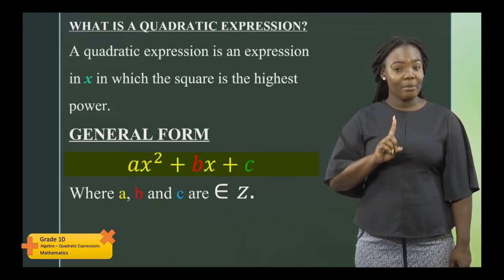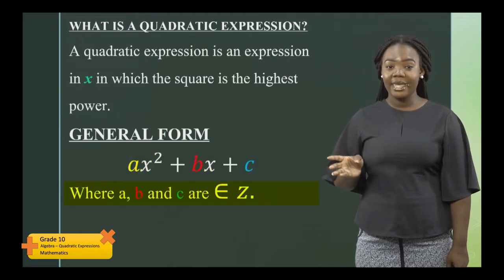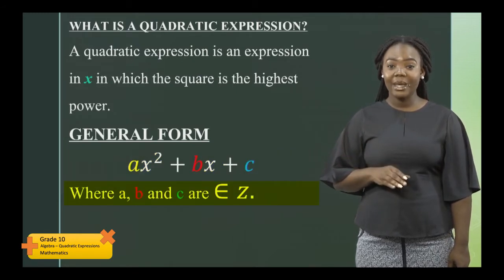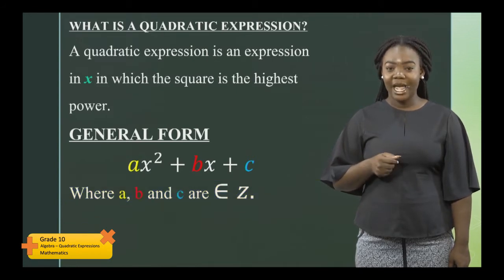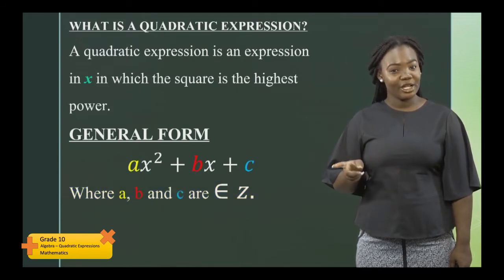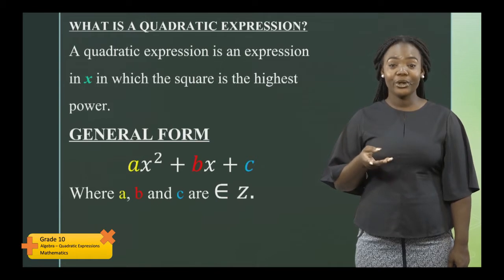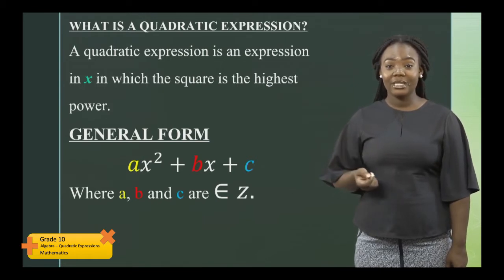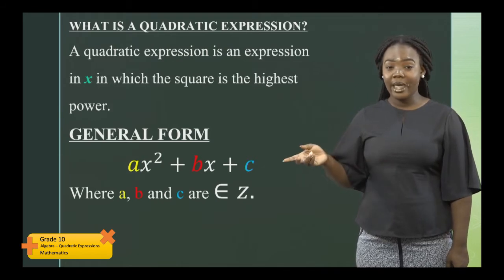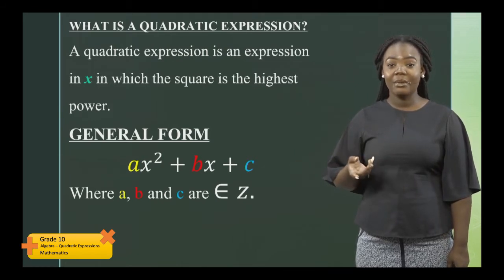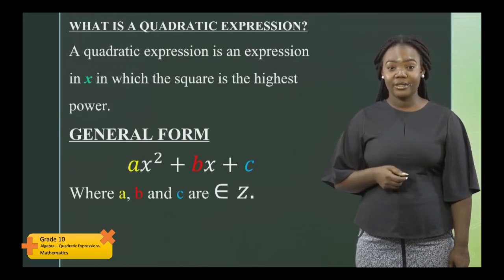Something I want you to remember: a, b, and c are all elements of Z. Now, what is Z? If you remember rational numbers, clearly you're going to remember that Z represents the group of integers. So, a, b, and c are elements of the group of integers.